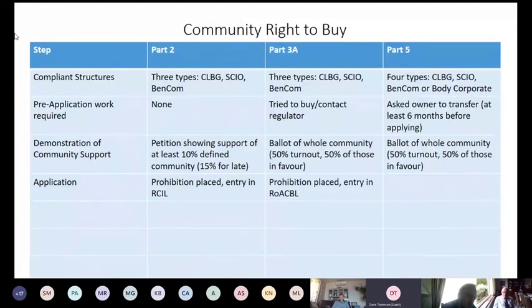It's a different register. It's still held by Registers of Scotland, but it's a different register. And that ROCABLE stands for Register of Applications by Community Bodies to Buy Land. Bit of a mouthful, just call it ROCABLE. But it's the same essence. It's got details of the application, all the maps included, etc., etc.